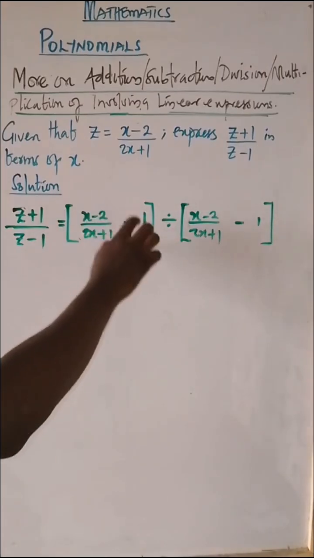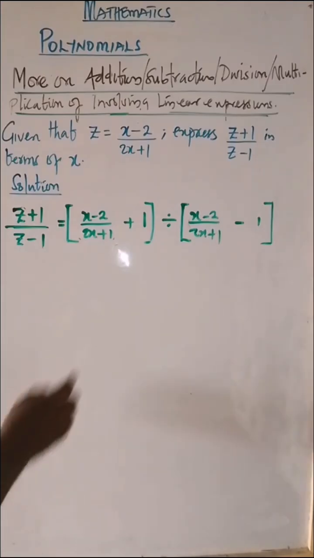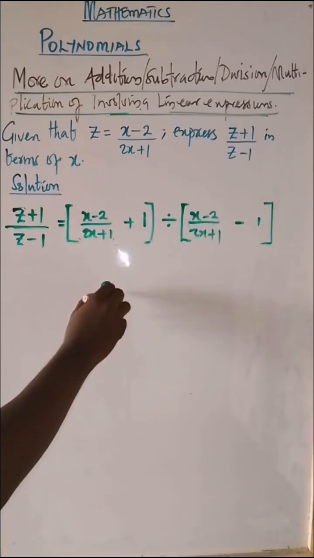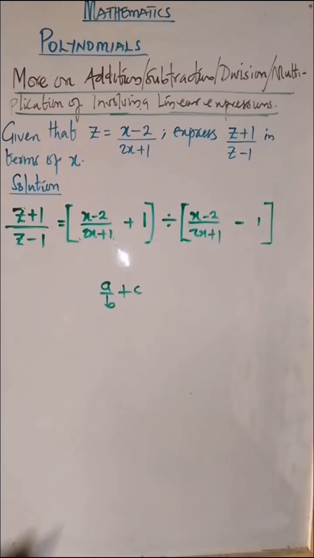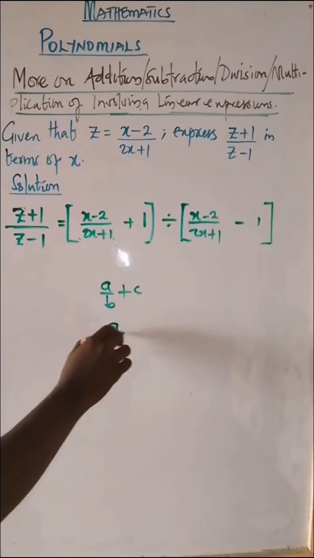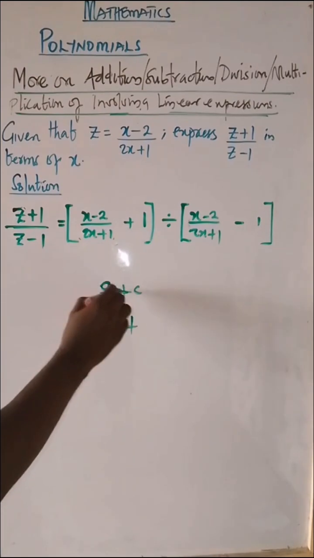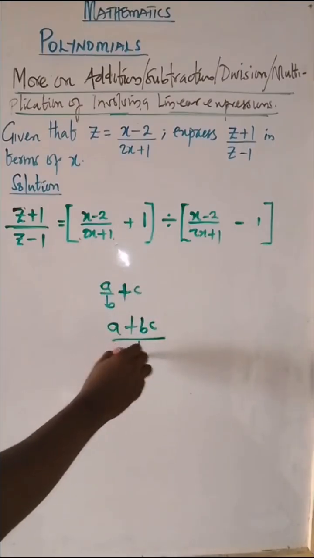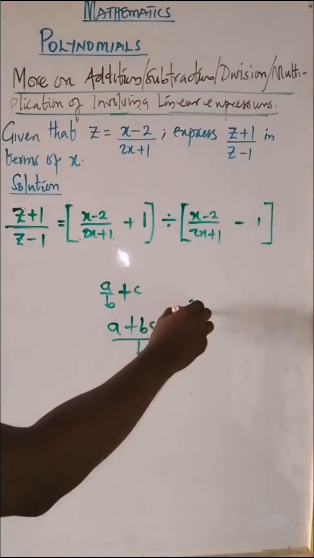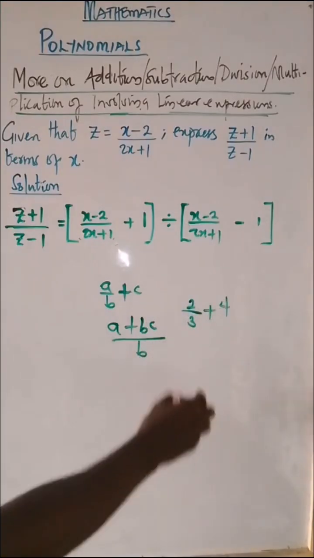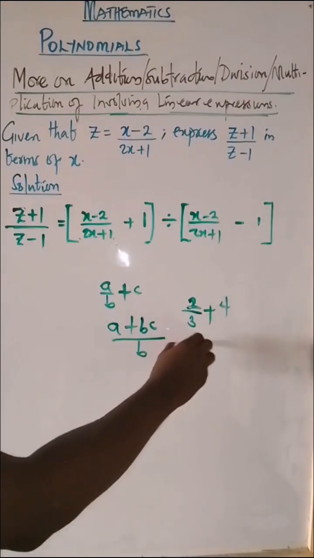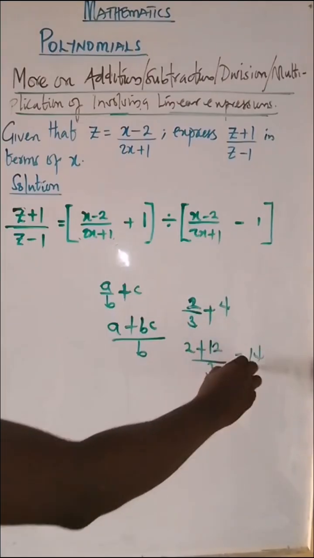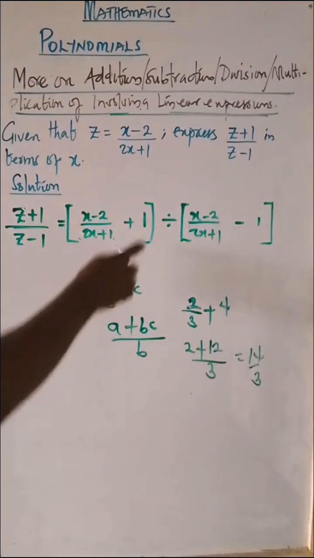Now we want to add a fraction and a whole number. Let me give a shortcut. Whenever you want to add a fraction with a whole number, suppose you have a over b plus c. The shortcut is to multiply this b with c and write a plus b times c, which is bc, then everything over b. So for example, if I have 2 over 3 plus 4, I'll write 2 plus 3 times 4, 12, everything over 3, and that is 14 over 3. So using this shortcut, we can easily simplify this.